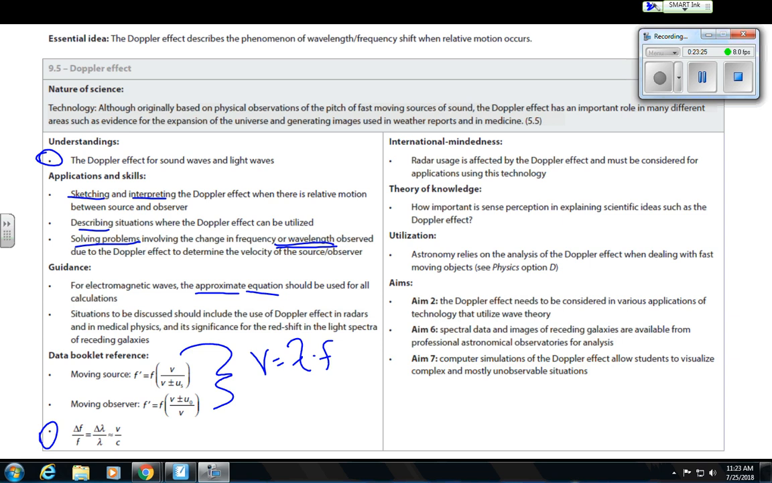And finally, the situations where the Doppler effect should be discussed include the effects in radars and in medical physics. I believe we talked about both of those, and its significance for the redshift in the light spectra of receding galaxies.